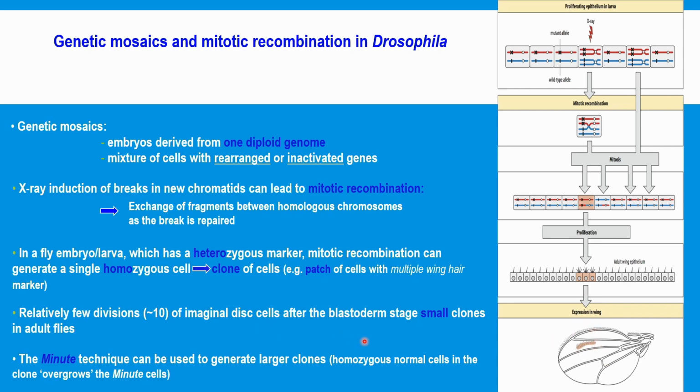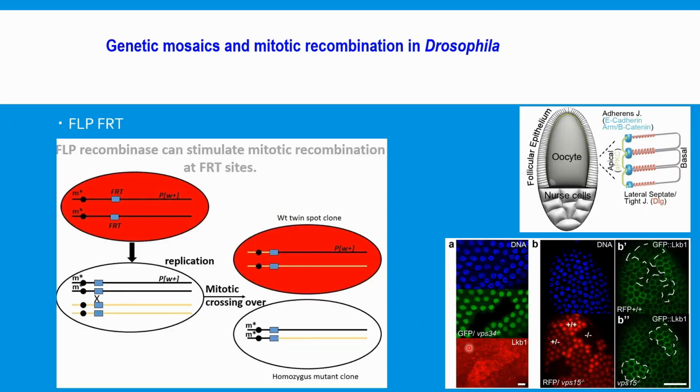This is conceptually a little bit challenging to understand. I'll go through it in the next slide as well. But the use of X-rays to make these random breakpoints was how this technique started, but it has been improved over time. And again, the fly has borrowed techniques from yeast here. So yeast has a recombinase called FLP that recognizes FLP recognition target sequences, FRT sites.